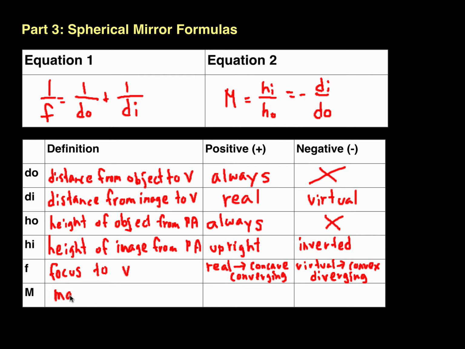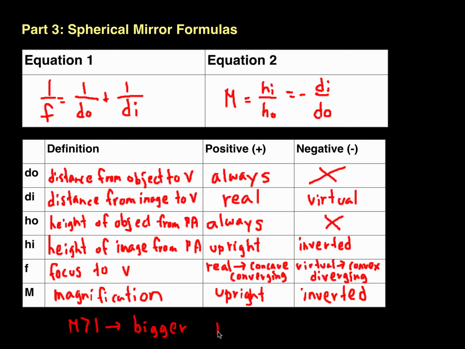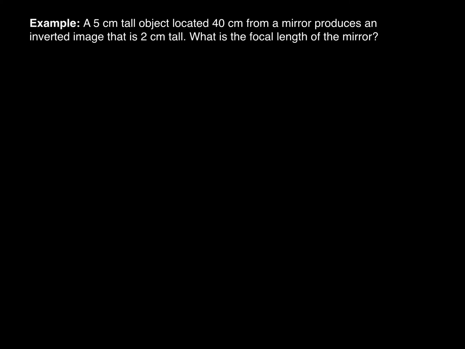M is the magnification. The magnification is positive if it's an upright image, it will be a negative value if it's an inverted image. If the magnification is greater than 1, you have a bigger image. If the magnification equals 1, you have a same size as the object image. If the magnification is less than 1, you have a smaller image. These equations are best understood through some examples.